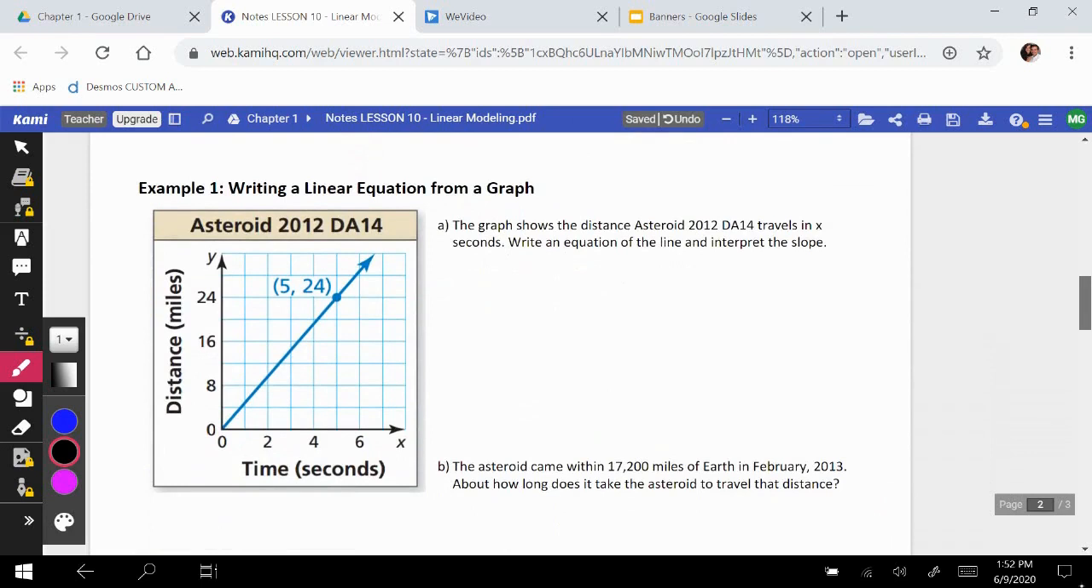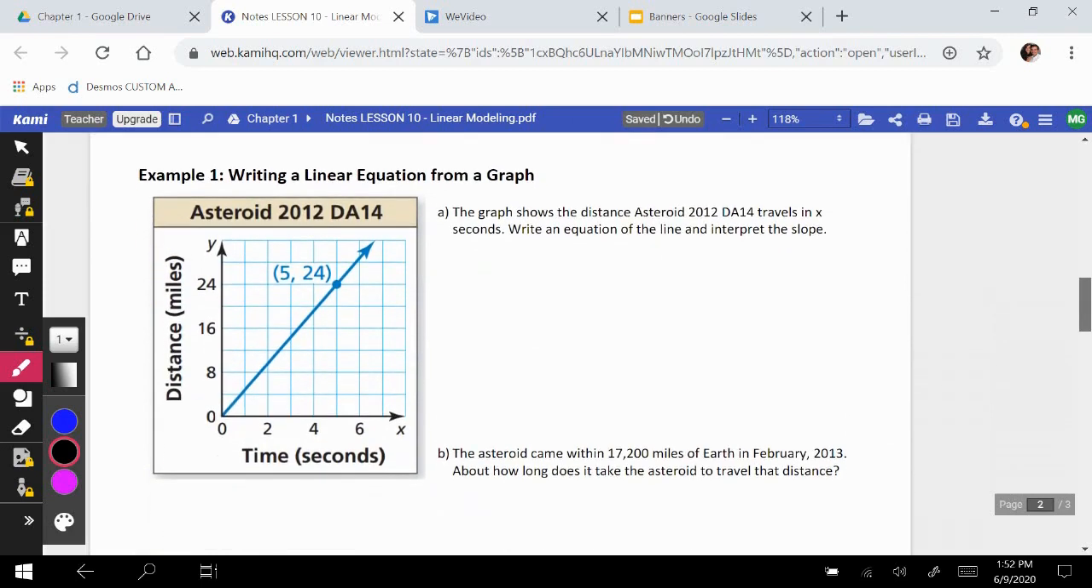Okay. So in example 1, it says writing a linear equation from a graph. The graph shows the distance the asteroid travels in x seconds. Write an equation of the line and interpret the slope. Okay, so let's first identify the y-intercept.